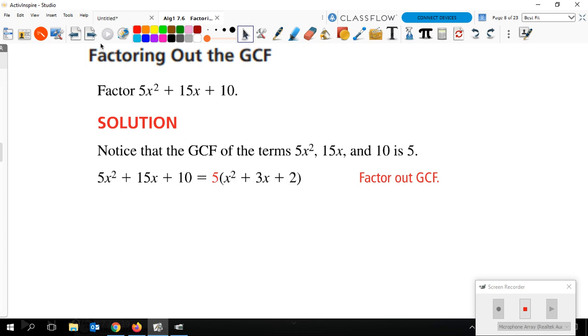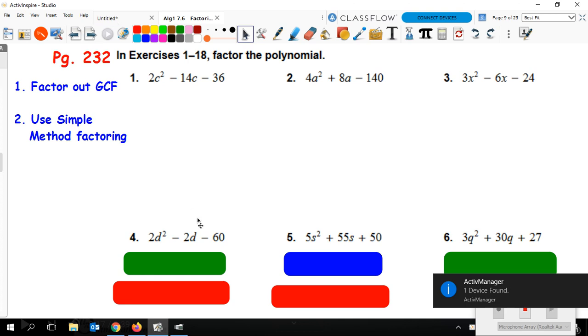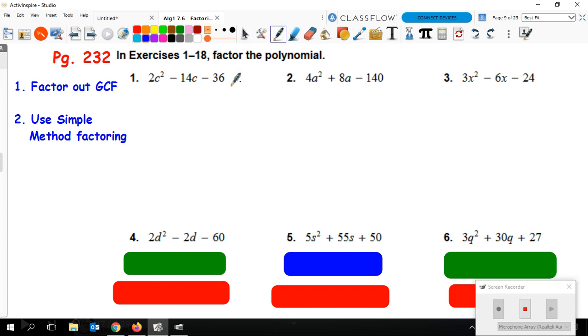All right, let's take a look at page 232 in your notes. We'll take a look at 1 through 3 first, and then I'll have you try 4 through 6 on your own. I wrote down the steps. First, we're going to factor out the GCF, and then use simple method factoring. That's basically all we're doing here. First factor out the GCF, and then like we did in the last lesson, we're doing simple method factoring. On number 1, 2, 14, and 36, 2 can go into all these. So obviously it couldn't be something bigger than 2.